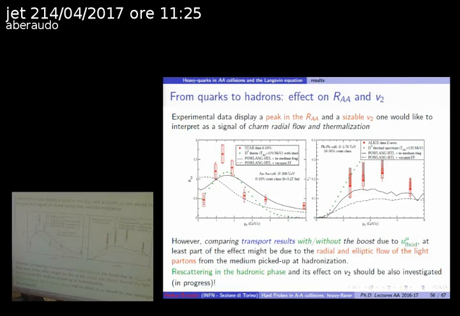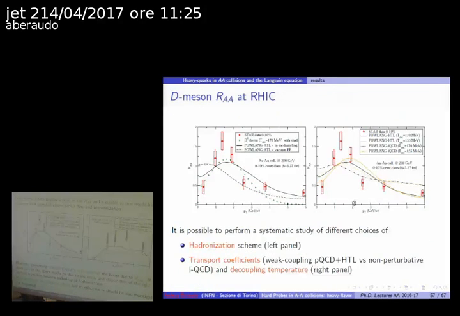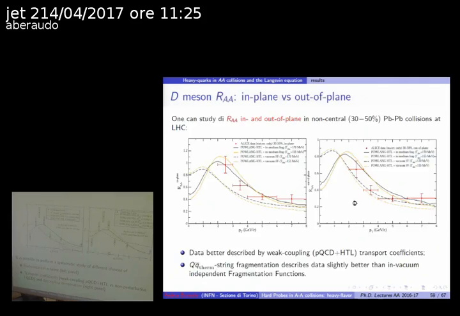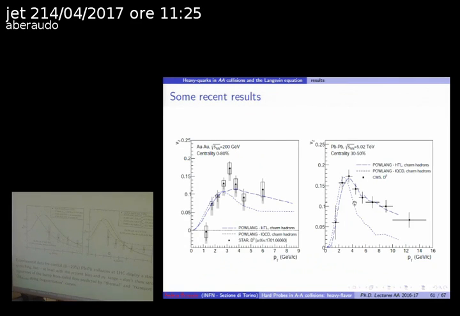Okay, and more or less this is the effect that you can get also at other collision energies and from the comparison with the different experiments. So I skip this part.